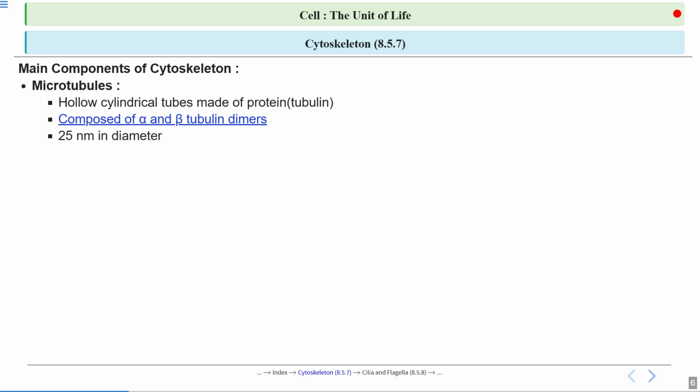What is the size of the microtubule? It is 25 nanometers in diameter. It is a dynamic structure and it can grow as well as shrink. Thereby, it can help in intracellular movement. It provides motility also.